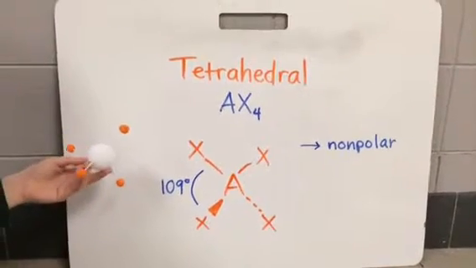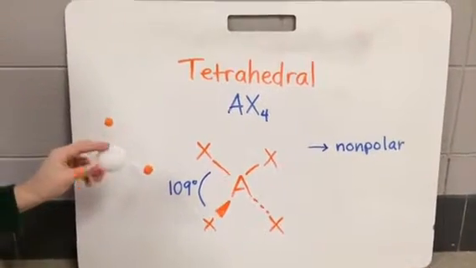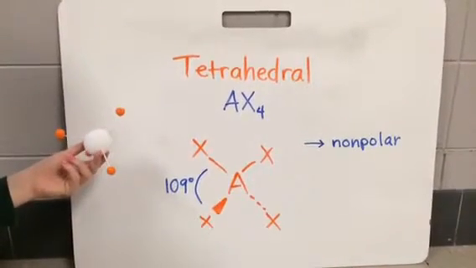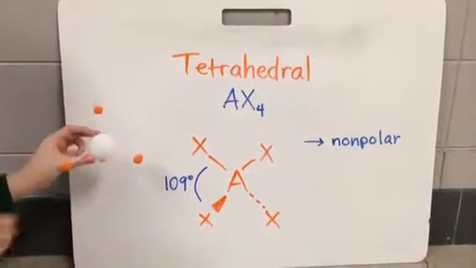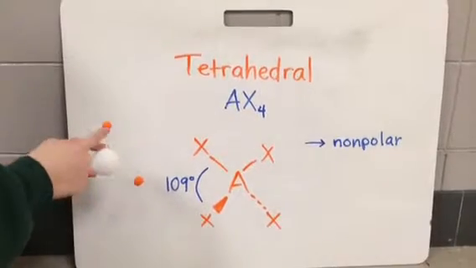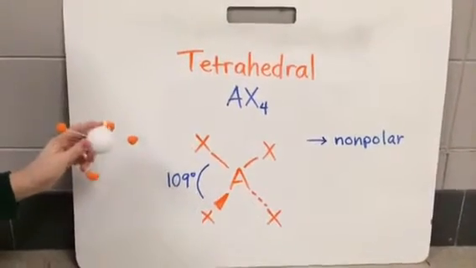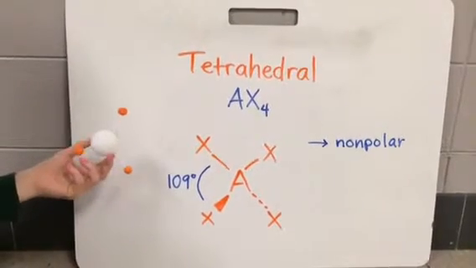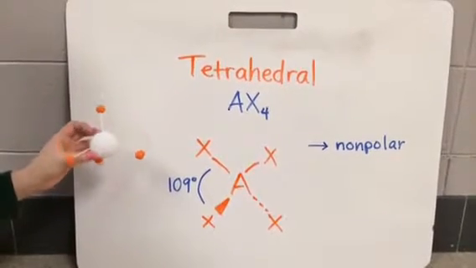Tetrahedral has one central atom surrounded by four other atoms. All the atoms are 109 degrees apart, therefore creating four faces, which is why it's called tetrahedral. There are no unbonded electron pairs, and it is nonpolar because all the charges meet in the middle and cancel out.